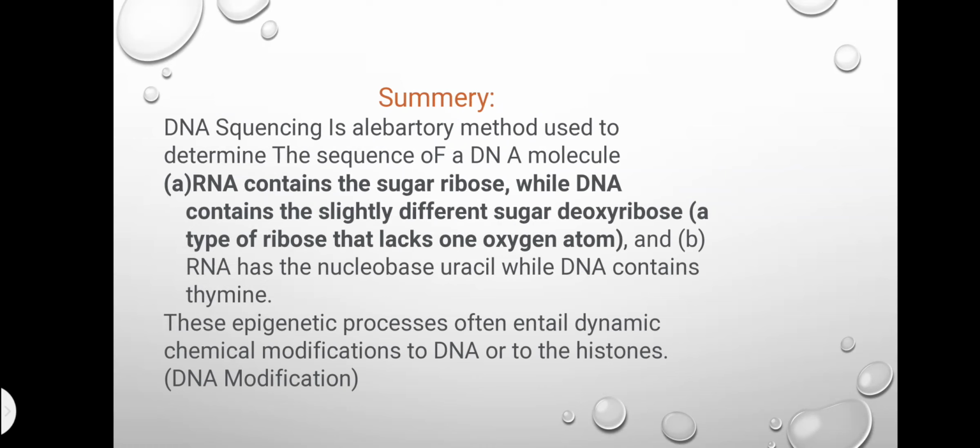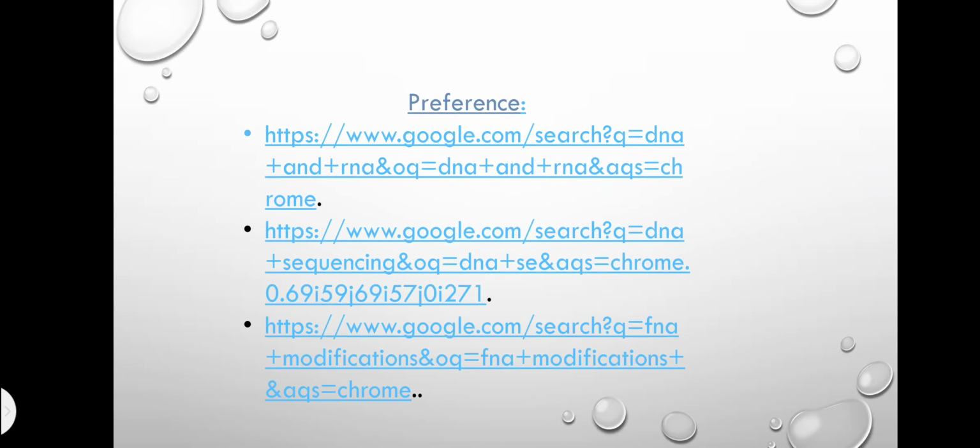Now it's a summary. Basically, DNA sequencing is used to determine the sequence of a DNA molecule. RNA contains the sugar ribose while DNA contains the slightly different sugar deoxyribose, a type of ribose that lacks one oxygen atom. And RNA has the nucleobase uracil while DNA contains thymine. These epigenetic processes involve dynamic chemical modification to DNA or to the histones.